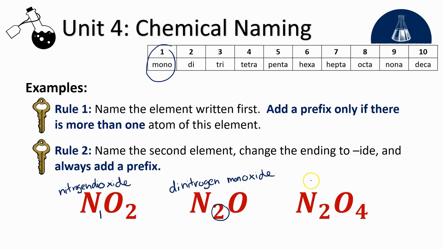Here's one last example. The first element again is nitrogen. There are two of them this time, so we do have to put a prefix, dinitrogen. The second atom is oxide again, and it always gets a prefix. The prefix for 4 is tetra. You'll see different versions, whether to leave the A in or drop it off. You kind of do whatever sounds right. I'm not sure exactly of the official correct way to do it, but dinitrogen tetraoxide certainly gets the point across.